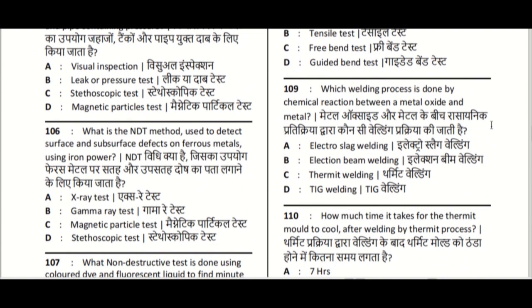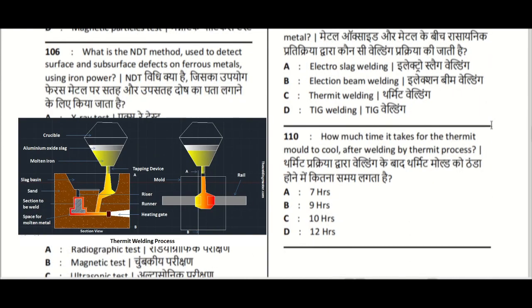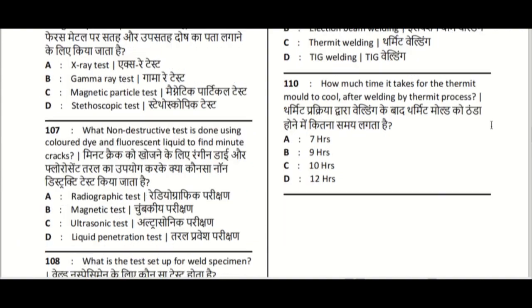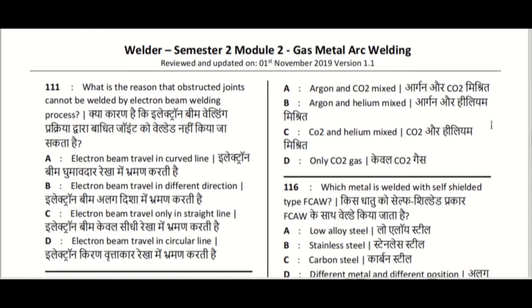This welding process is done by a chemical reaction between metal oxides and metal. The process is known as thermit welding. How much time does it take for the thermit mold to cool after welding by the thermit process? It is around 12 hours.